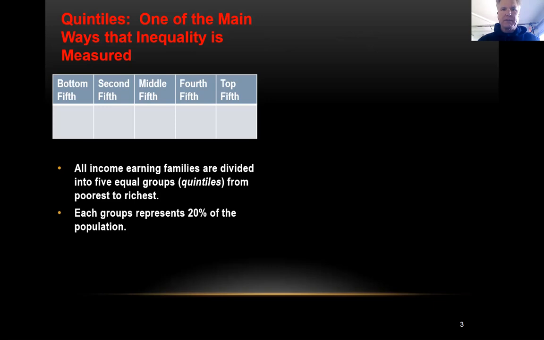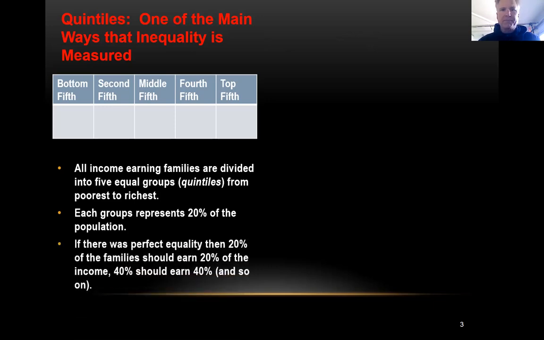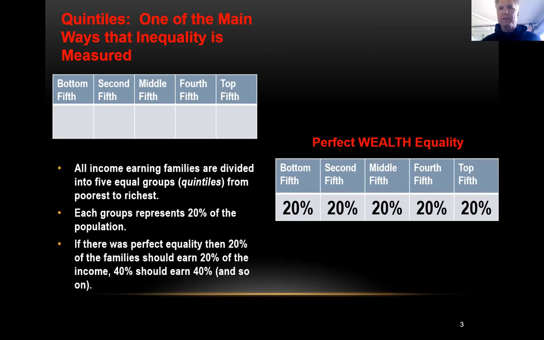So 5 equal groups. So if there were perfect equality, then 20% of the families should earn 20% of the income. 40% should earn 40%, and so on. Okay, so it's a little bit confusing, but here, this is what perfect wealth or income inequality would look like.